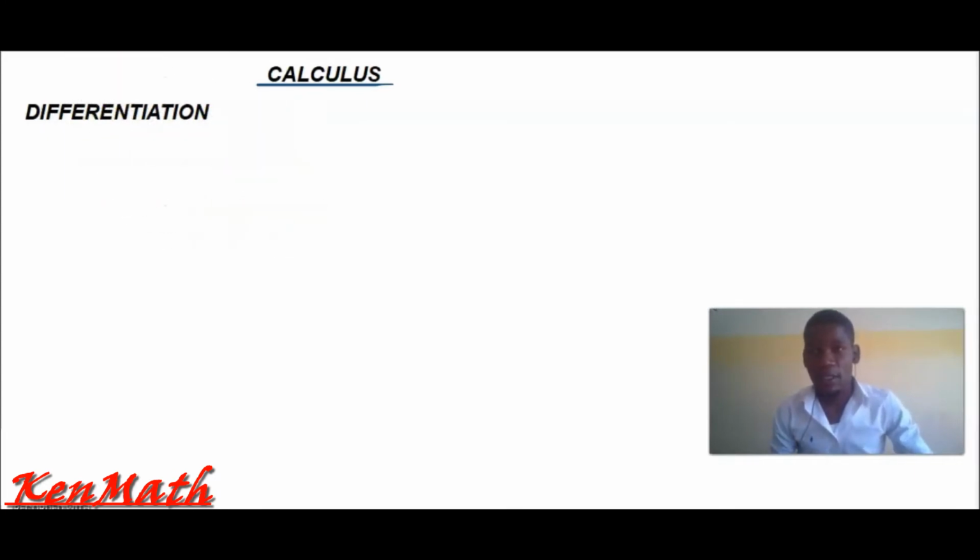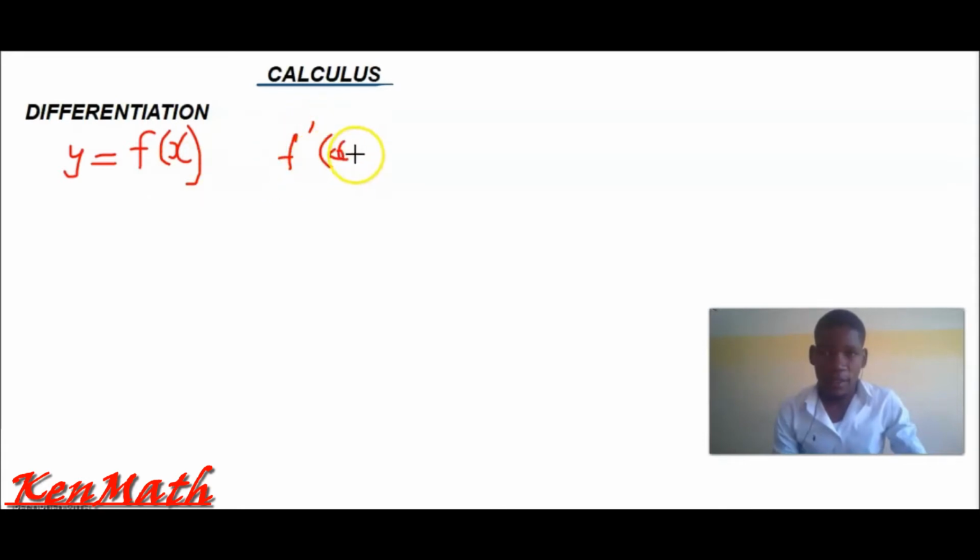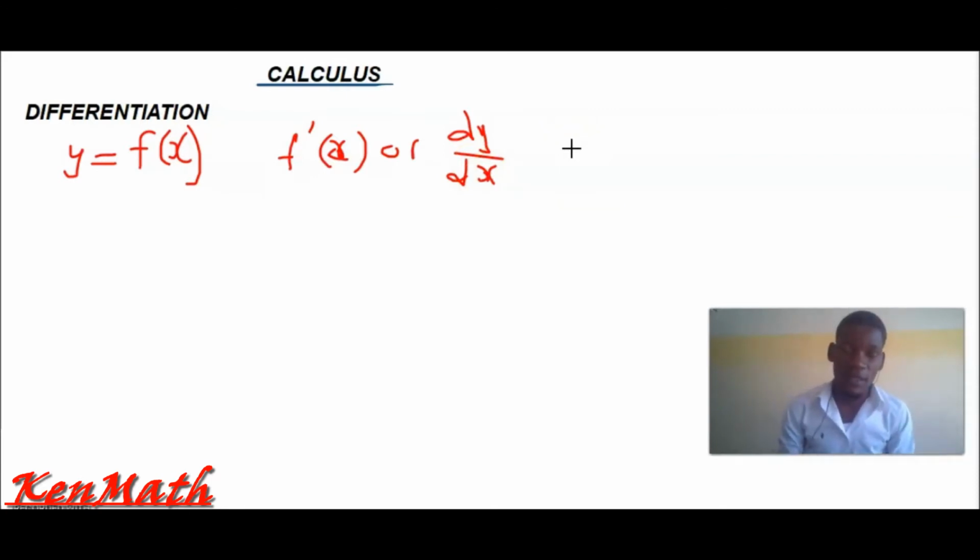So we are talking about calculus, and in calculus we are talking about what we call differentiation. So differentiation: if y is equal to a function of x, then f prime of x, or dy over dx, is called the differential coefficient, or the gradient function, or the derivative, with respect to x.